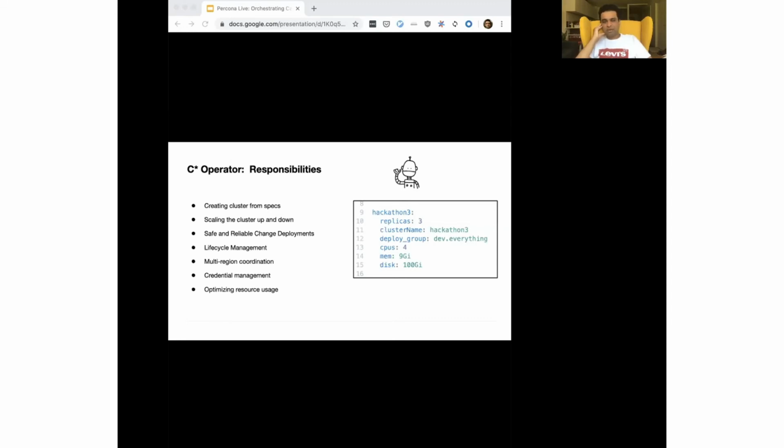It also provides lifecycle management, which is that when nodes die or are born, it provides us a way to add them to the cluster safely. It provides multi-region coordination, credential management, the TLS certificates, and it also provides the way to optimize resource usage while keeping availability in mind.